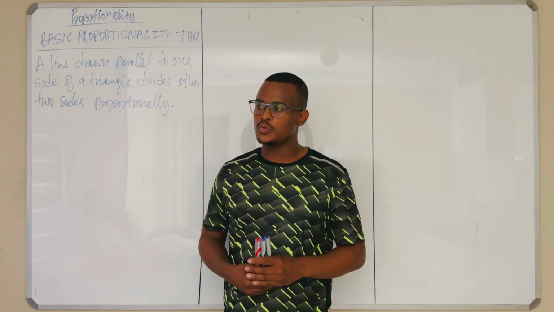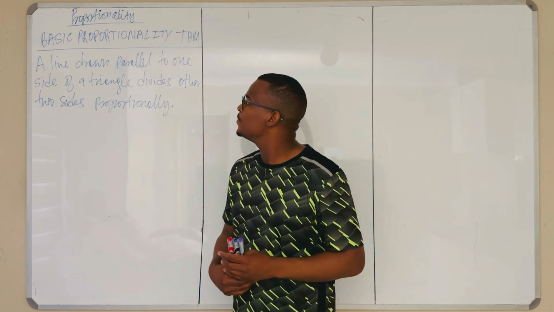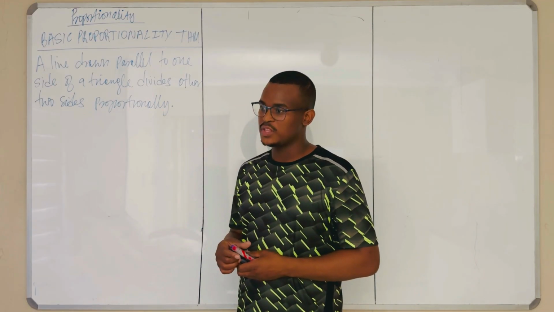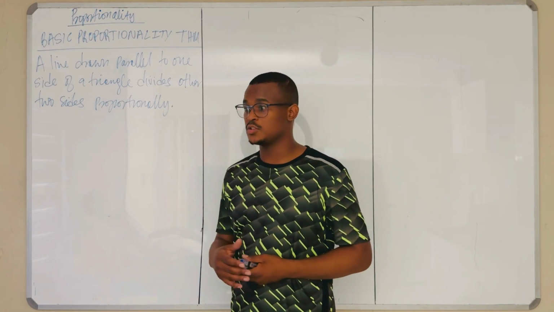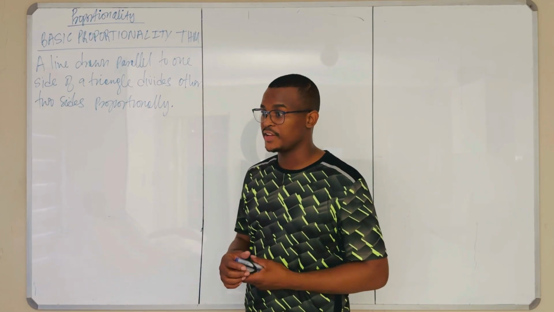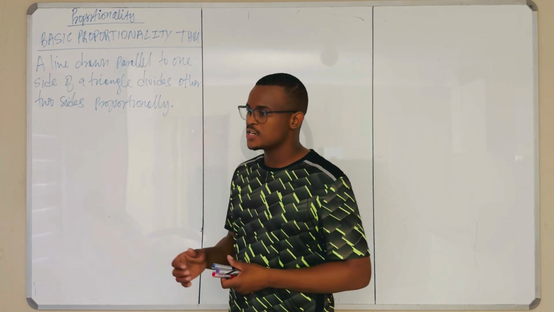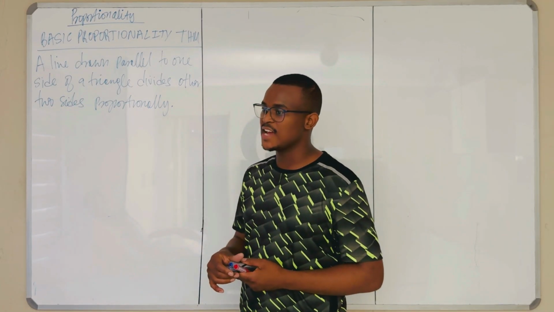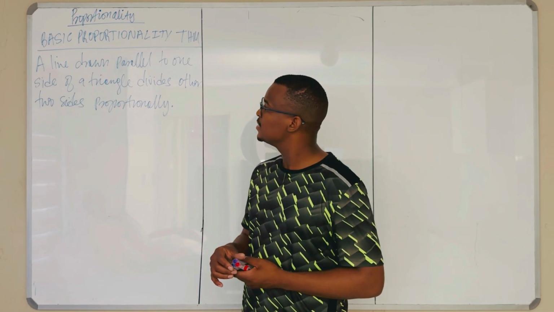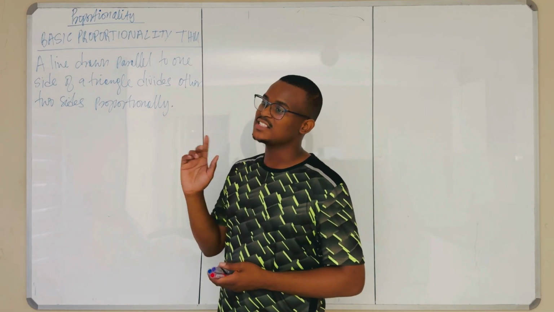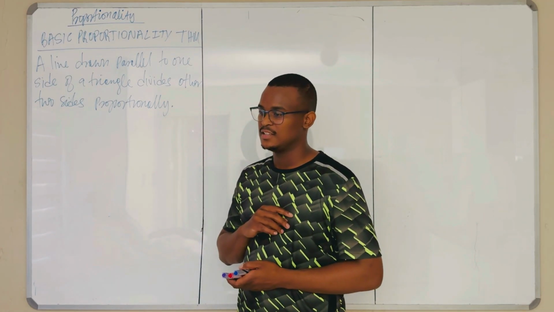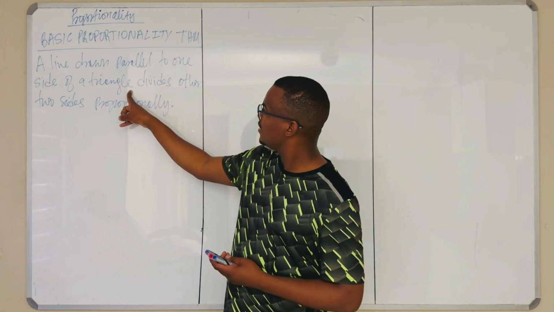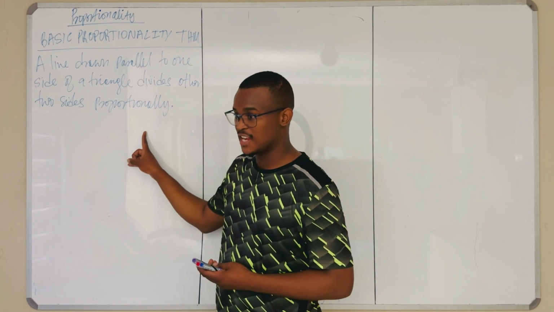Okay, so now that we're done revising the areas and all other stuff and ratios, we're ready to do the proportionality theorem, which you're expected now to understand for your grade 12 exams. The basic proportionality theorem states that if a line is drawn parallel to one side of a triangle, then that line divides the other two sides proportionally. A line drawn parallel to one side of a triangle divides the other two sides proportionally.